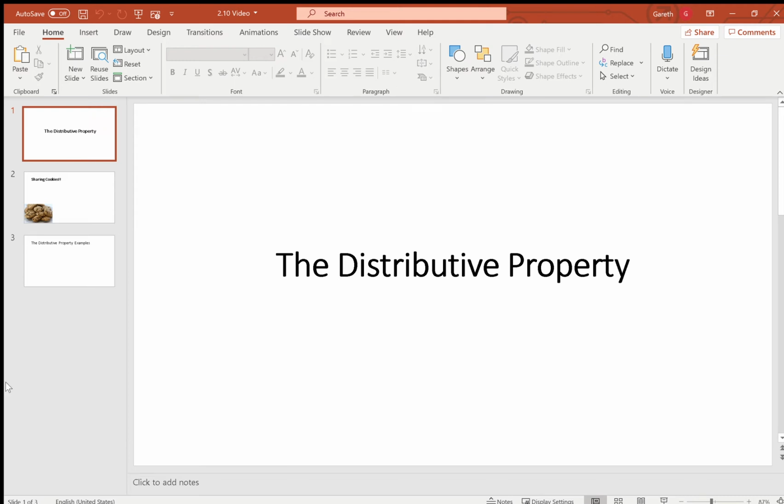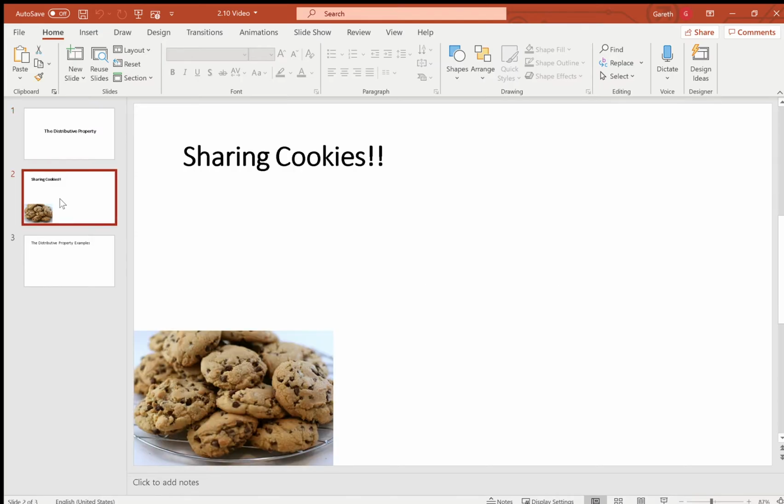Alright, ladies and gentlemen, welcome to a quick tutorial on the distributive property. What is the distributive property? The distributive property is about sharing cookies. Yes, you heard right. The distributive property is just about sharing cookies.